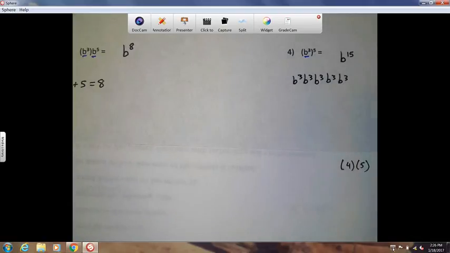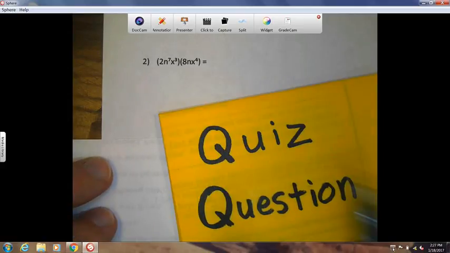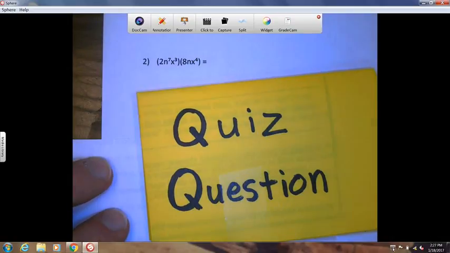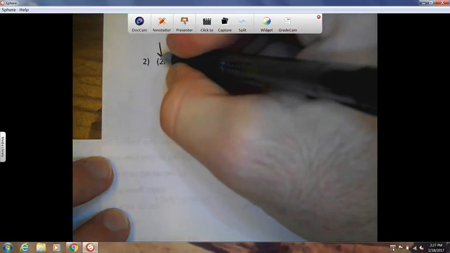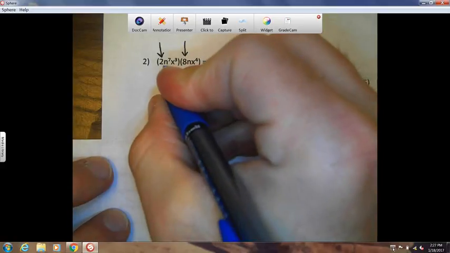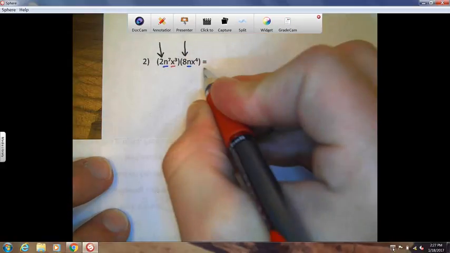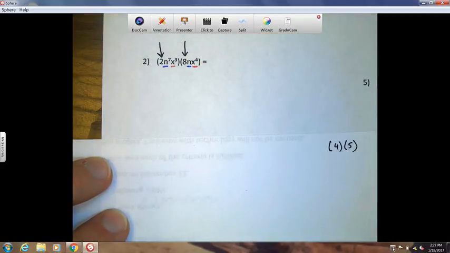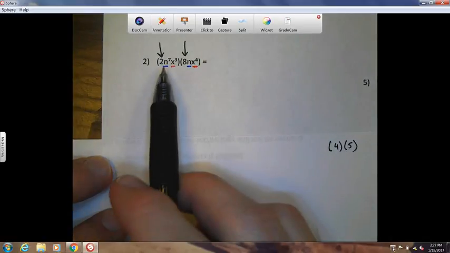Okay, let's look at another example. Here's number 2. Okay, now here's another quiz question because there's a problem I have with the coefficients. Okay, so I'm going to point that out. Here are my coefficients. I have a base of an n here and a base of an n here, base of an x, base of an x. So I have all these things. So I'm looking, and I have two things in parentheses. So this is multiplication.